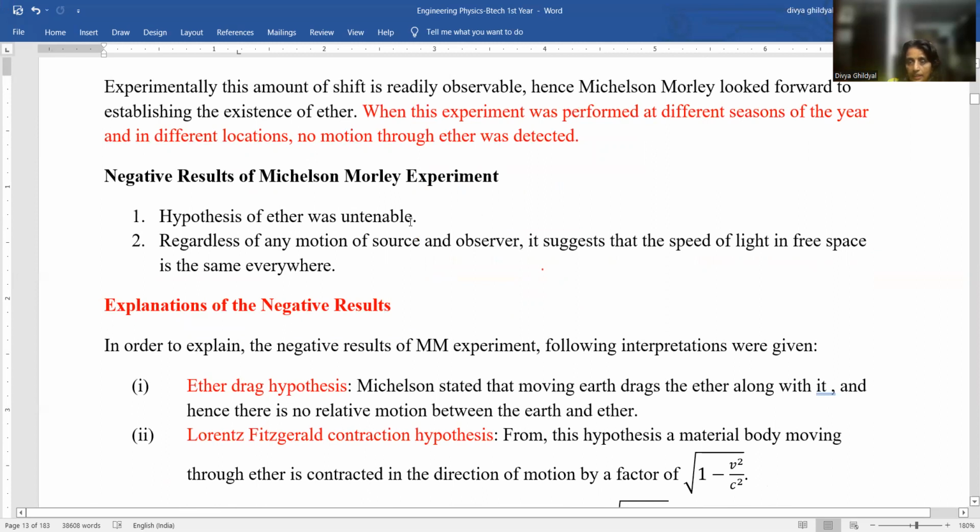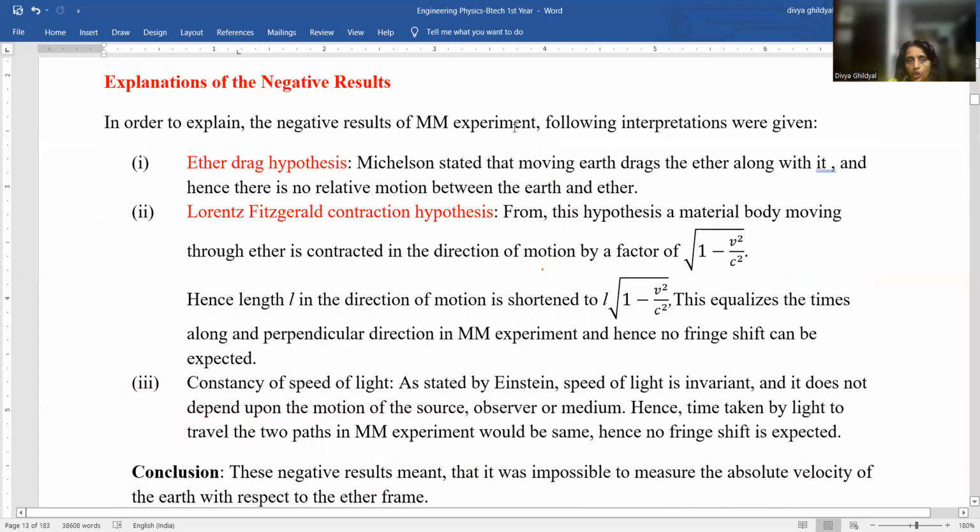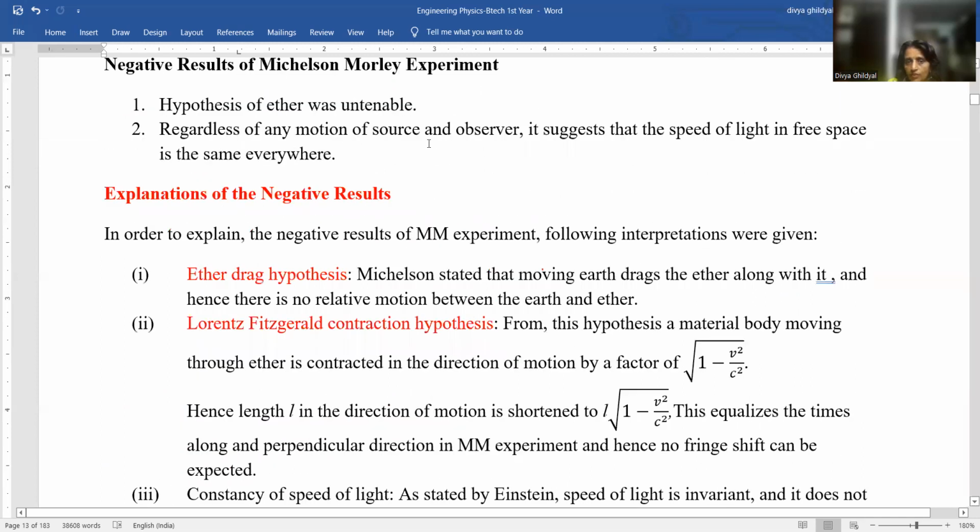Ether hypothesis became undetectable, and regardless of any motion of source and observer, the fringe pattern showed no change. So Michelson was asked to give an explanation for this negative result. He said that moving earth is dragging ether along with it, and hence there is no relative motion between earth and ether. Lorentz pointed out that actually there is a small error that is taking place in this experiment.